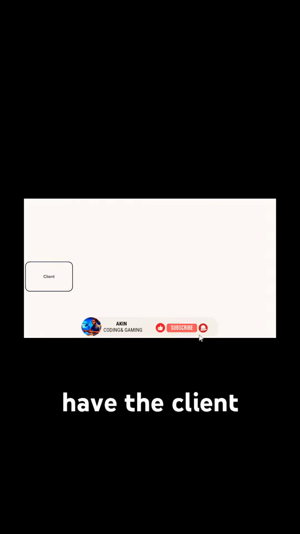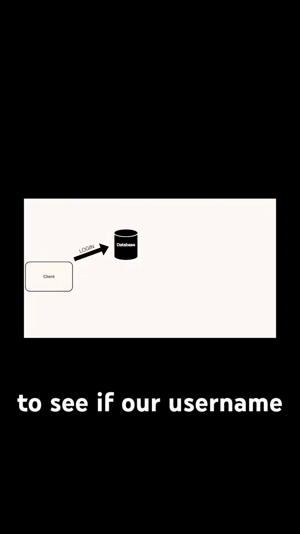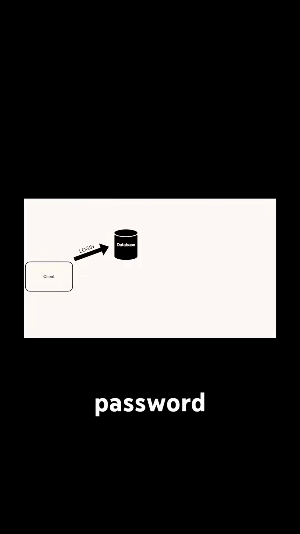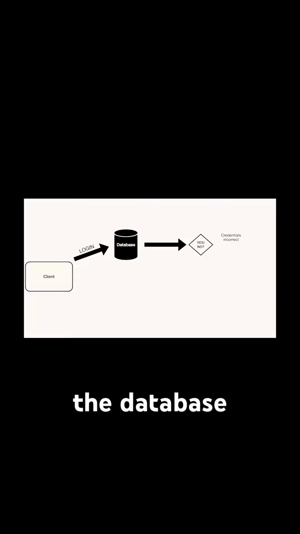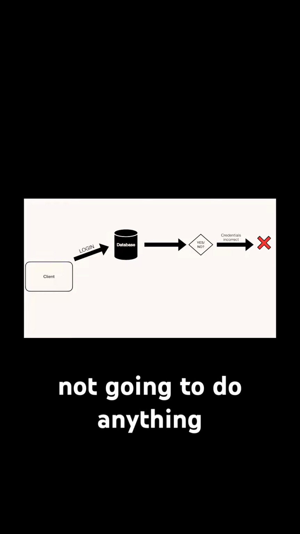So we have the client, which is us and our browser. And with that client, we're going to be trying to log in. Our login is going to be, well, we're just querying the database to see if our username and password are saved in the database. Now, if our database says no, there's no one such as this within the database, then we're going to get an error. So it's not going to do anything.